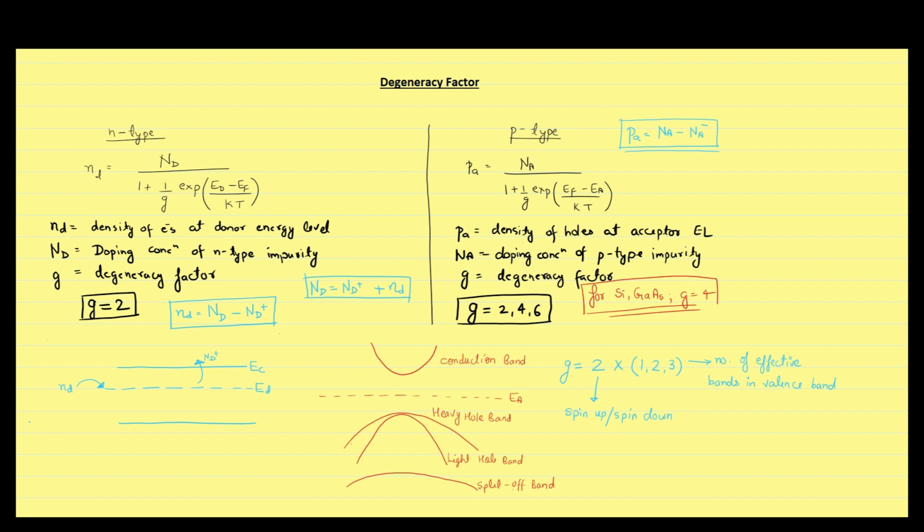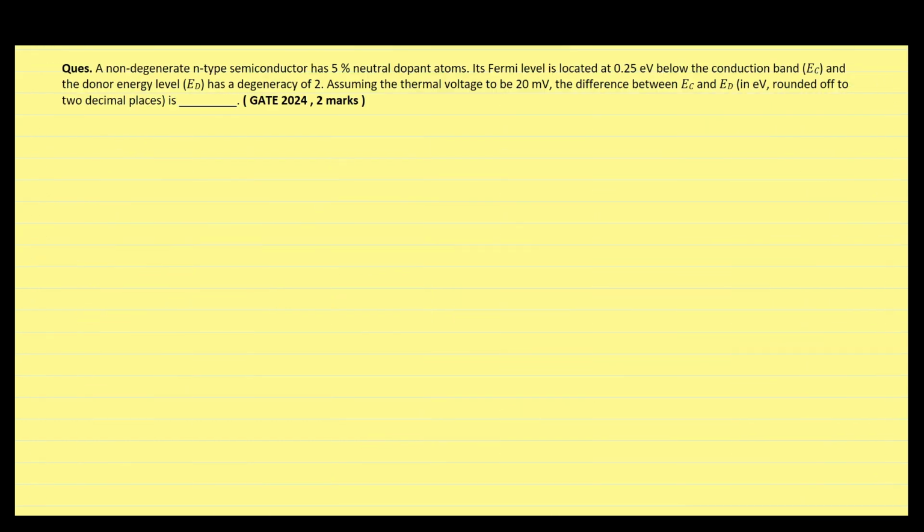Now we will solve a related question. A non-degenerate n-type semiconductor has 5% neutral dopant atoms. Its Fermi energy level is located at 0.25 electron volt below the conduction band, and the donor energy level has a degeneracy of 2. Assuming the thermal voltage to be 20 millivolt, the difference between EC and ED is. This was the question which was asked in GATE 2024 for 2 marks.